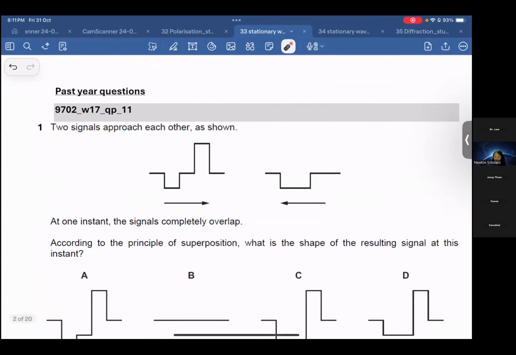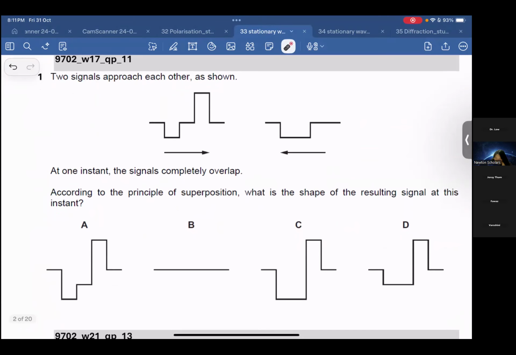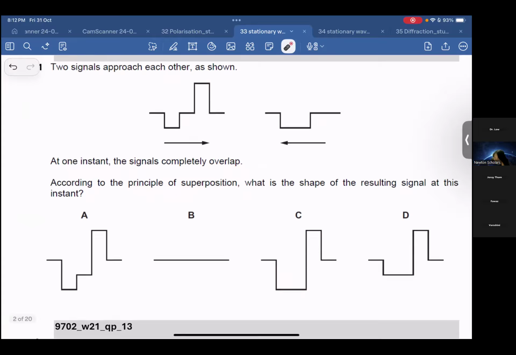This one is easy. So boys and girls, here we try when there are two signals that approach each other, moving towards each other. At one instant, the signals completely overlap. According to the principle of superposition, what is the shape of the resultant signal? Those who graduated from SPM, you try it by yourself. Those for whom superposition is new, then you follow me. We try to, I draw it out first.